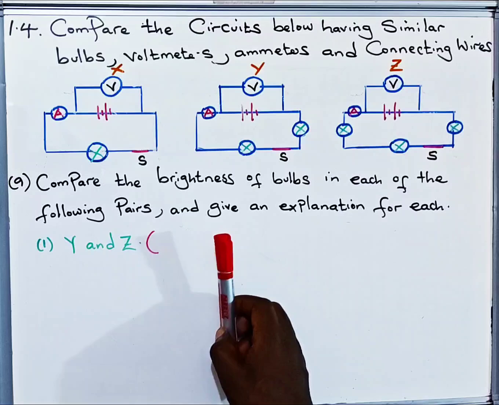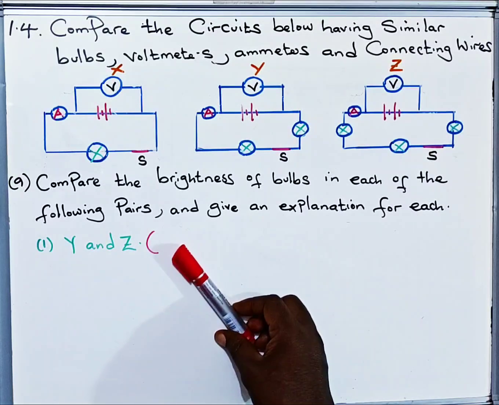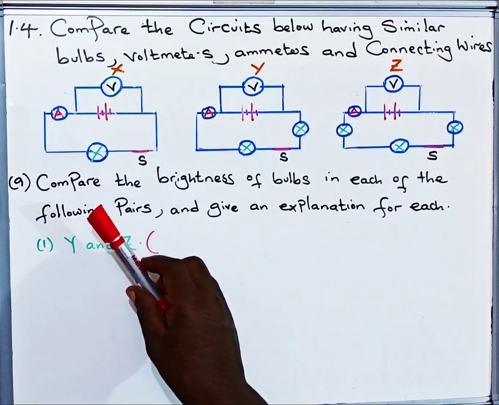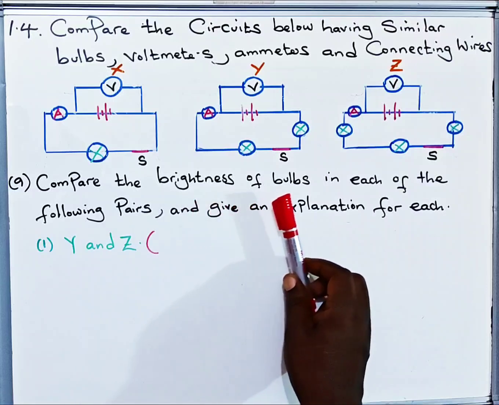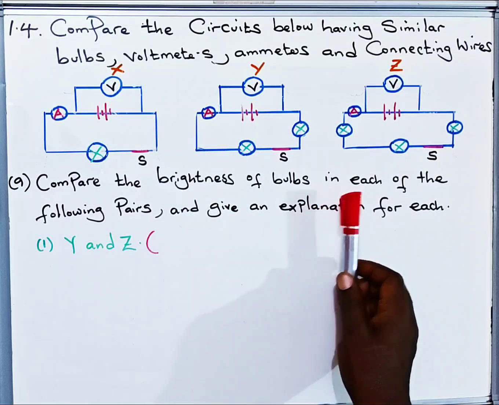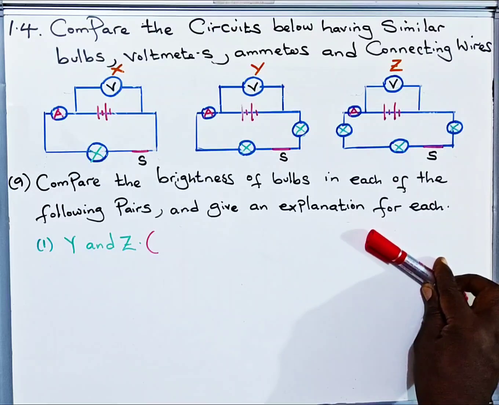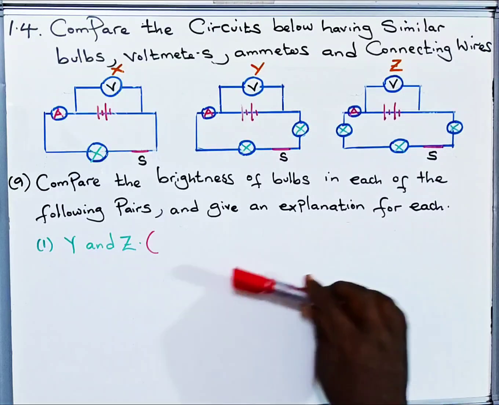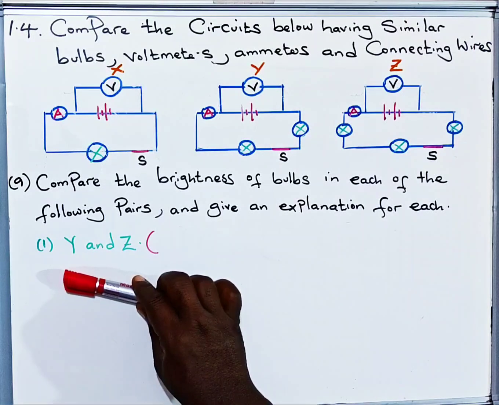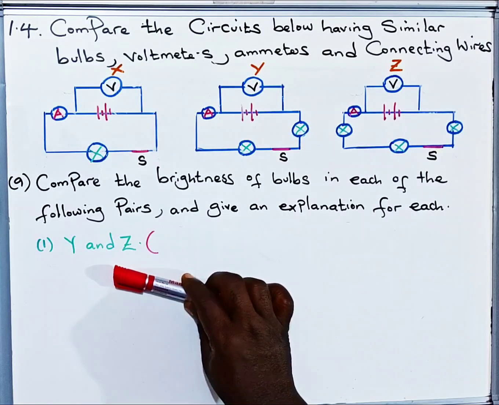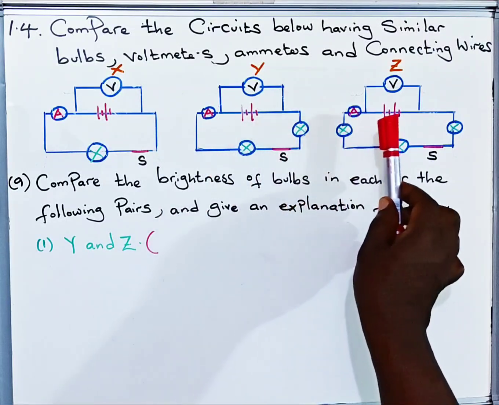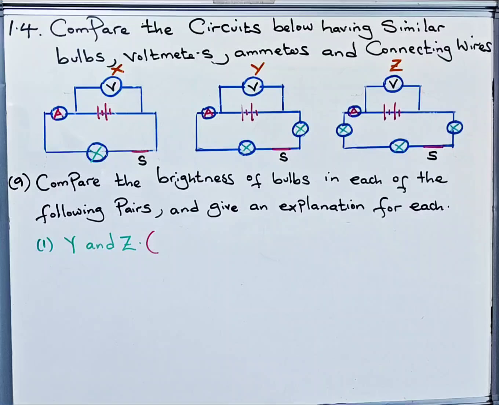Now we come to this question. It says, compare the brightness of the bulbs in each of the following pairs and give an explanation for each. So this time around we are comparing Y and Z. This is Y, this is Z. So which one will have brighter bulbs? The answer is Y.